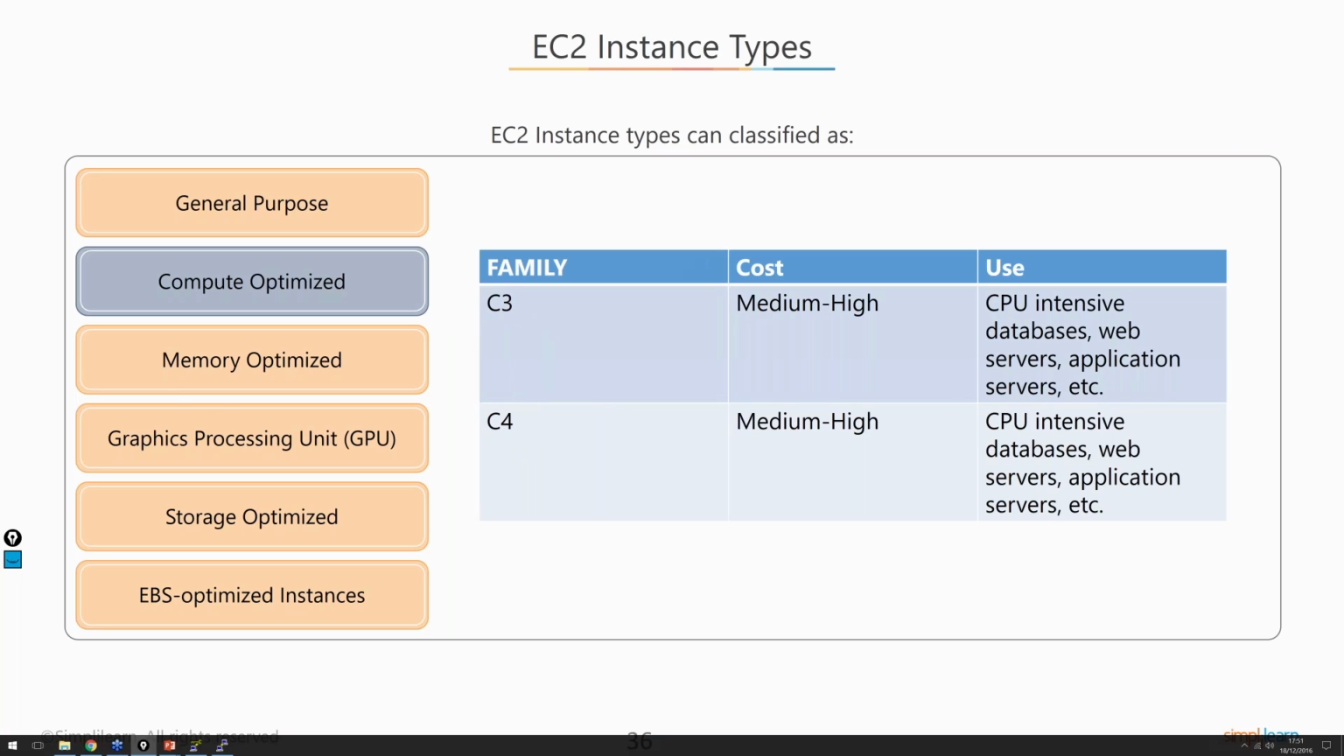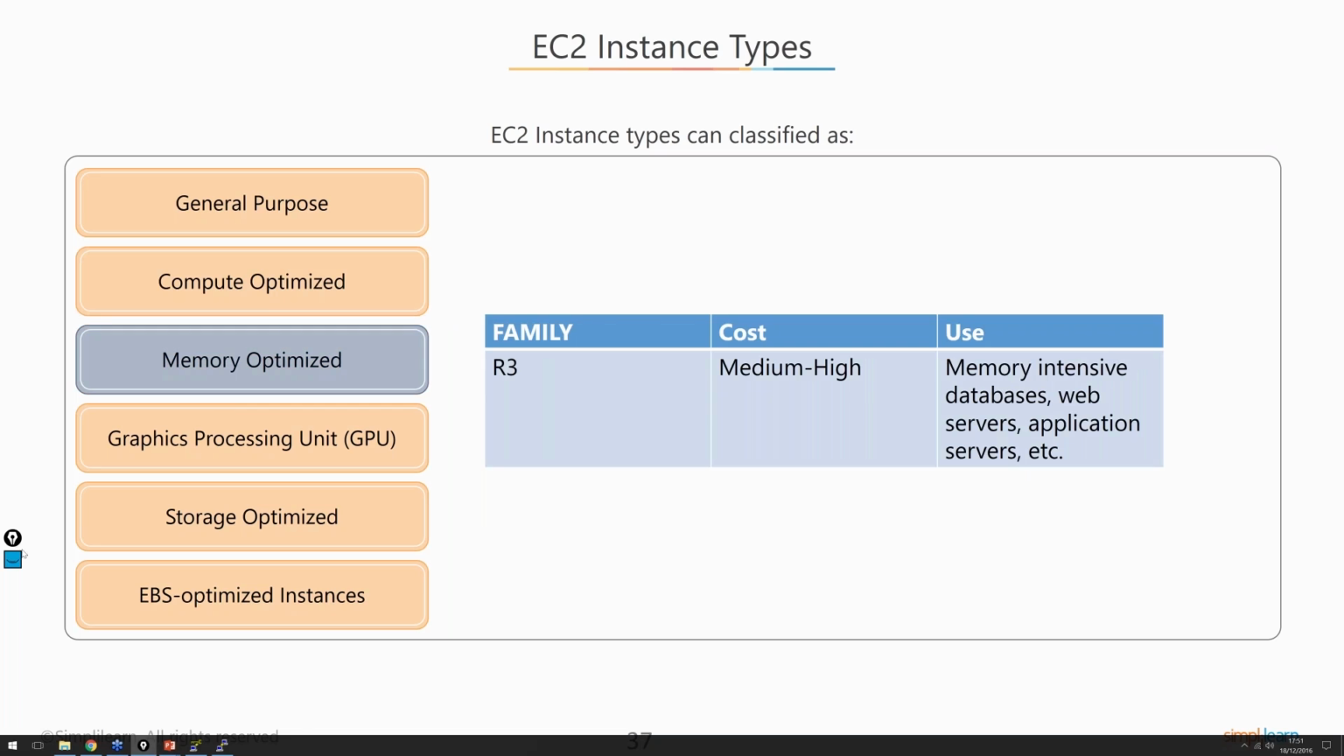So if I now go to memory optimized, I can show you this. It's an R3 instance type. It is basically used for memory-intensive databases, web servers, and applications, the ones that require lots of memory. An example I can give you is a caching server, or even a database running with some sort of memory cache that you want to use. You don't want to access the hard drive all the time. You want to cache as many things as you can in memory to have as quick responses as possible. So you might want to go for R3.